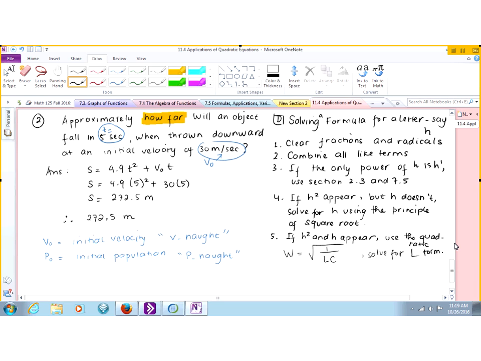All right. So now let's solve for L here. I'm going to write it again on a different page. Are you guys ready? No? Okay, let me wait a little bit.